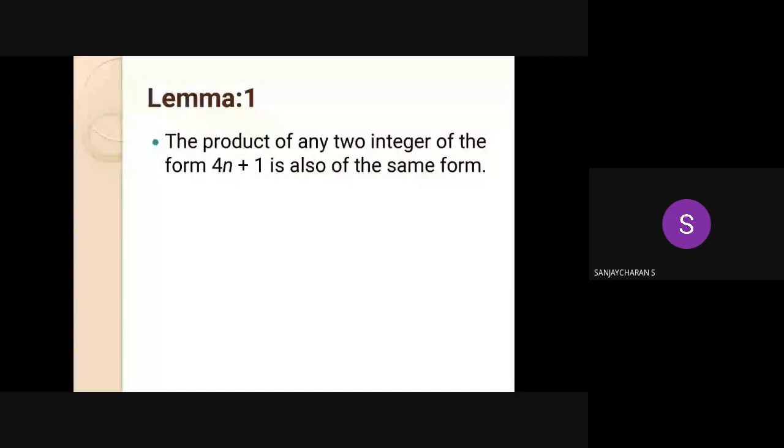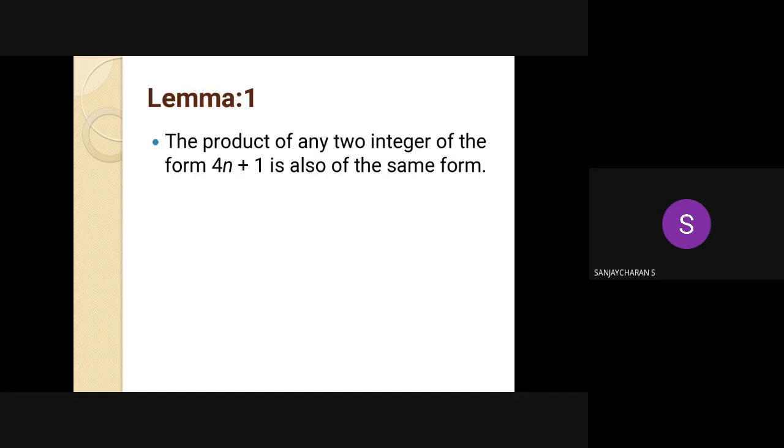Okay. The next lemma. This is important for the next theorem. The product of any two integers of the form 4n plus 1 is also of the same form. So take two integers of the form 4n plus 1, say 4n plus 1 and 4m plus 1. Just multiply them, and you will get the same form, that is 4nm times something plus 1. So the product of two integers of the form 4n plus 1 is also of the same form.